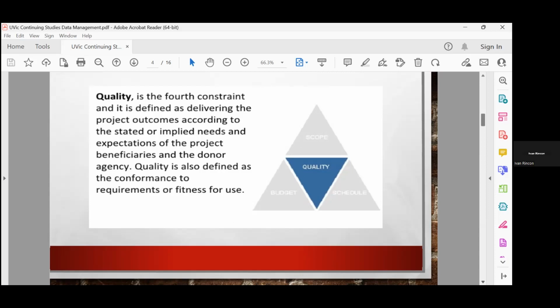No, I can't deliver everything that you want here just because I don't have enough time. I don't have enough money. I don't have enough resources, right? So the three dimensions actually become four once you add the quality.